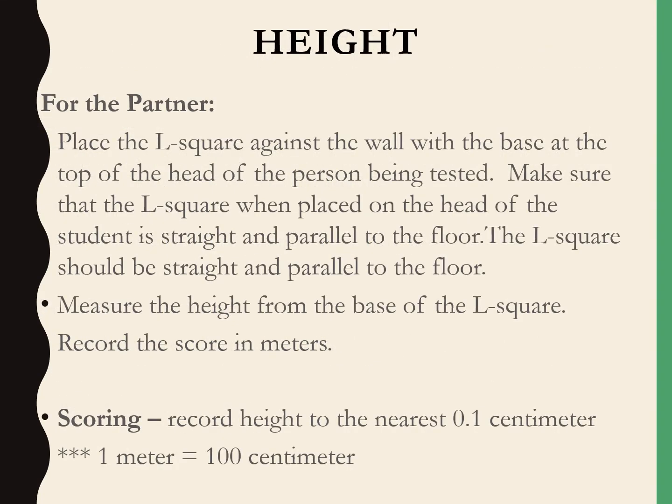For the partner, place the L square against the wall with the base at the top of the head of the person being tested. Make sure that the L square, when placed on the head of the students, is straight and parallel to the floor. Measure the height from the base of the L square, then record the score in meters. So scoring, record height to the nearest 0.1 centimeter. So 1 meter is equal to 100 centimeters.